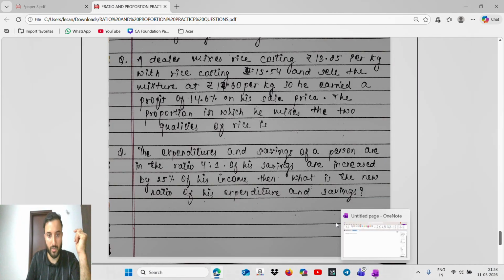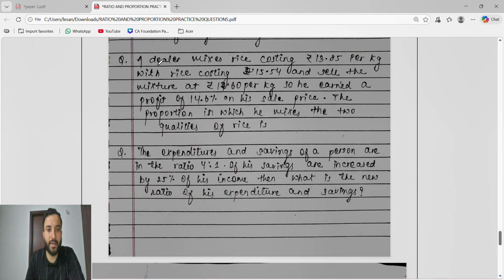Okay, next. A dealer mixes rice costing 13.8 per kg with rice costing 15.4 and sells the mixture at 17.60 per kg, so he earned a profit of 14.6% on his sale price. The proportion in which he mixes the two qualities of rice. Guys, this is a proportion question, of alligation and mixture. This type of question we already did, correct?